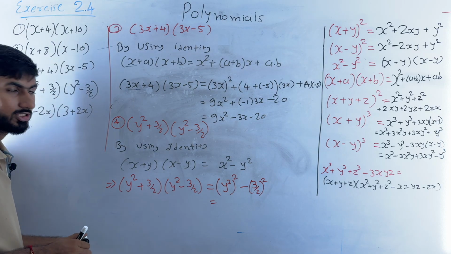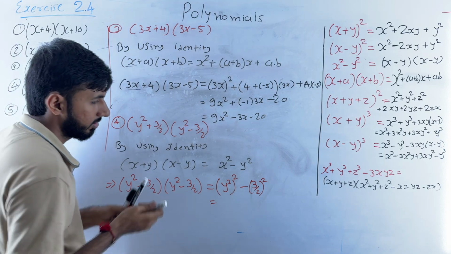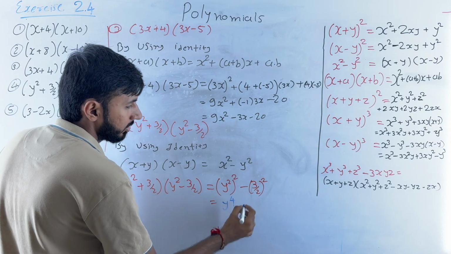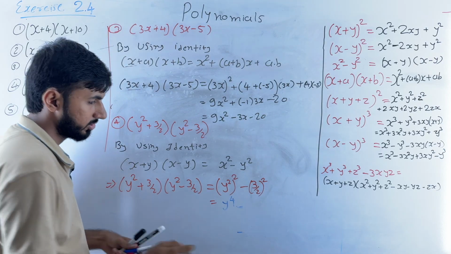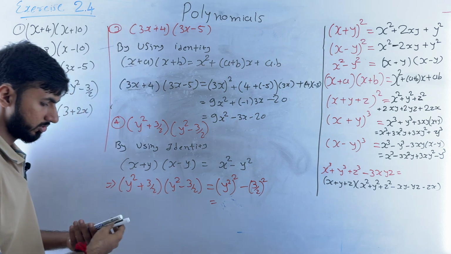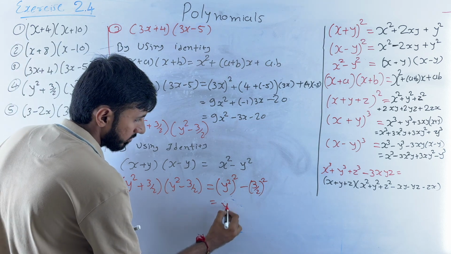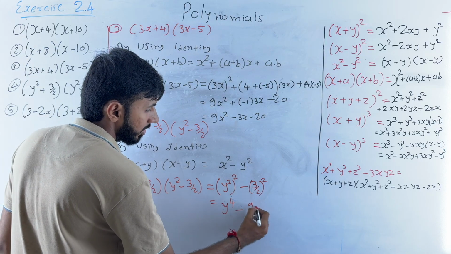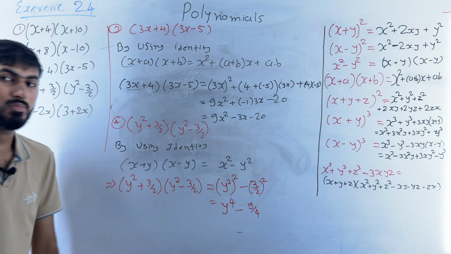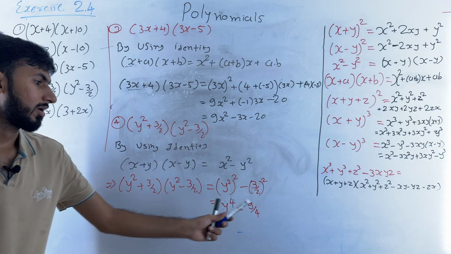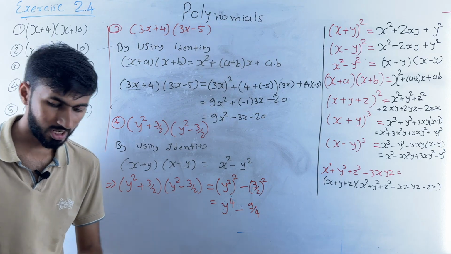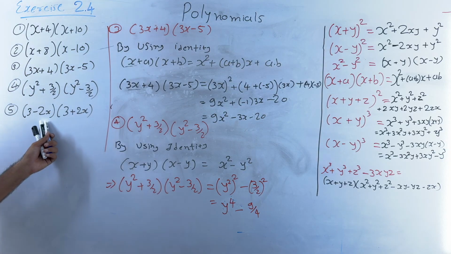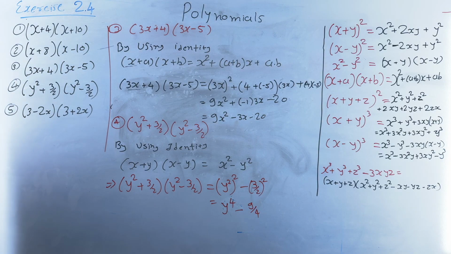Now what will be my answer? My answer will be y power 4, right? Minus 3 by 2 square, that means, let me use this marker only. y power 4 minus 3 by 2 square, that means 9 by 4. So it is my answer, y power 4 minus 9 by 4. Very easy, right? Now our last question, 3 minus 2x and 3 plus 2x.